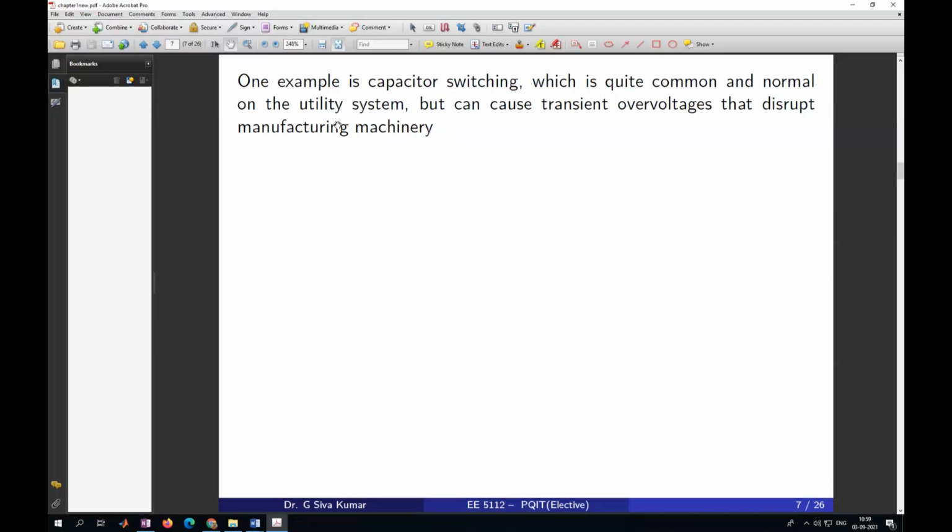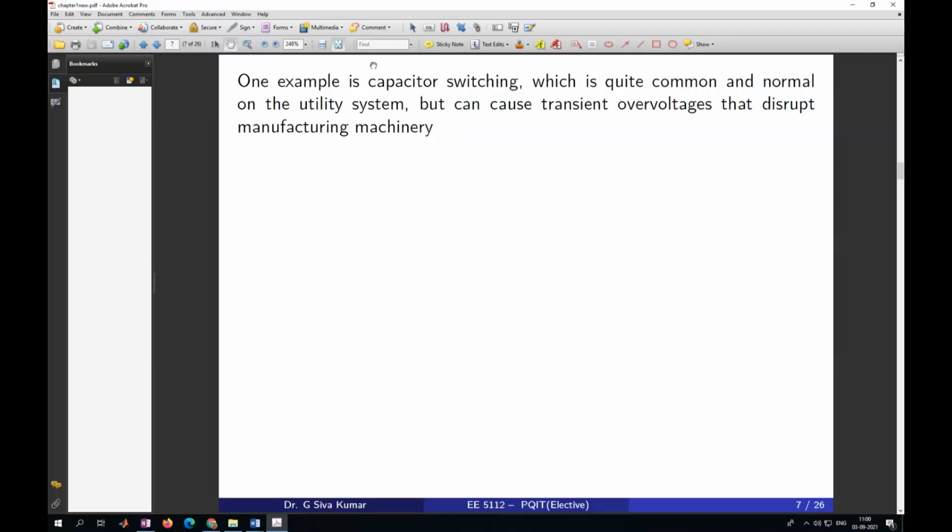On the utility side, they try to send only the useful power. They do not want to send non-useful power. If they send non-useful power to the loads, we are underutilizing the source. Why? Because we are sending a large amount of reactive power. Because of that, they use capacitor switching.